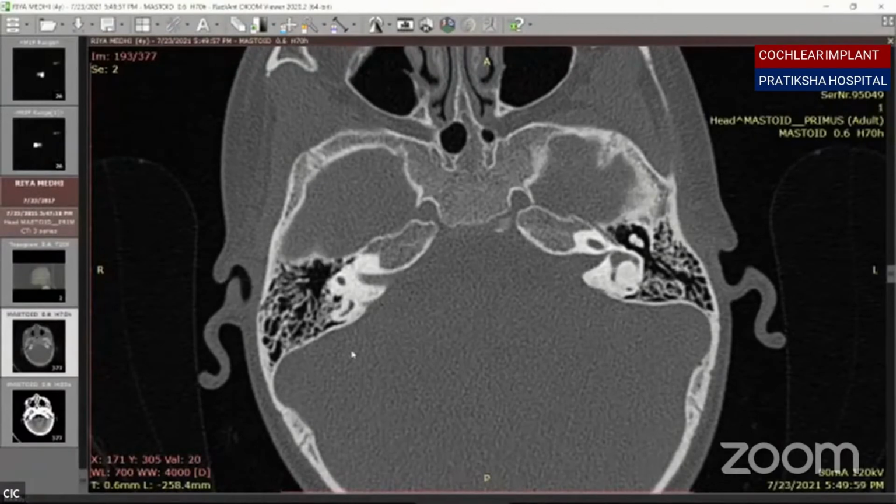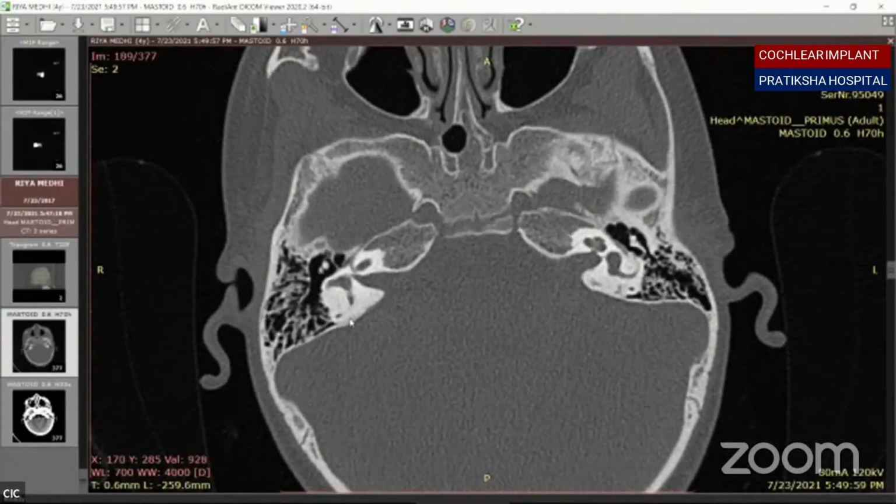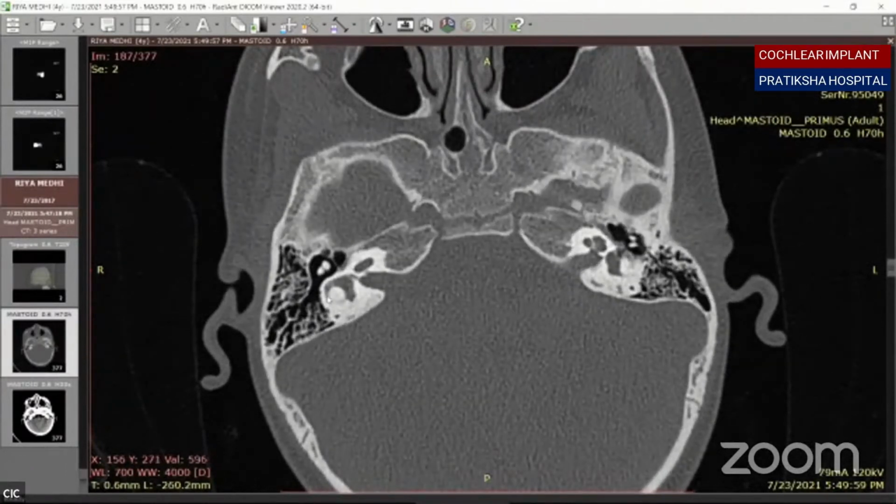Tracing down, we can see the internal auditory canal coming into view. A point to note is that anything anterior to the internal auditory canal is the cochlea, and the vestibule and the semicircular canal lie just posterior to the internal auditory meatus. We can see the posterior semicircular canal coming into view, and now the typical signet ring appearance of the lateral semicircular canal.